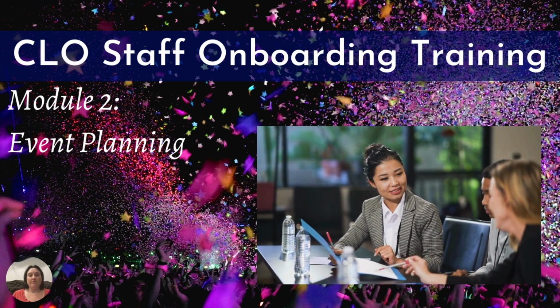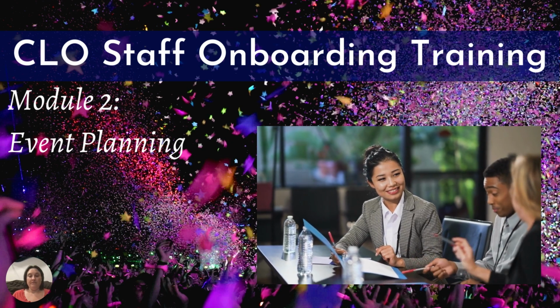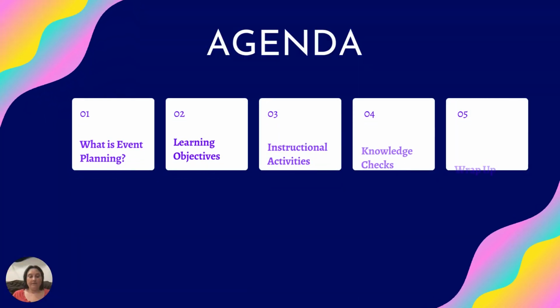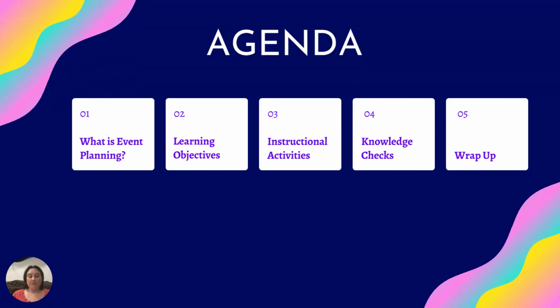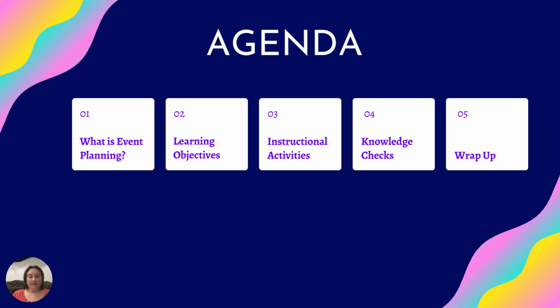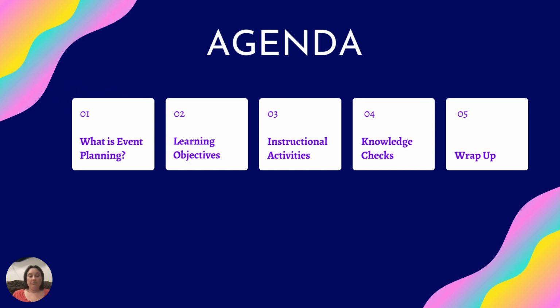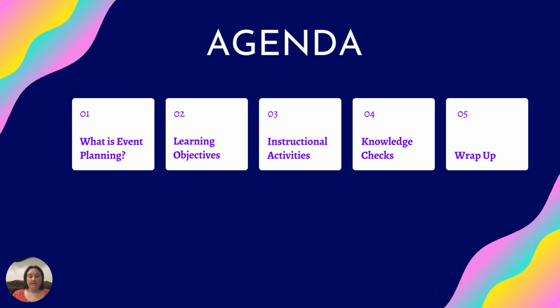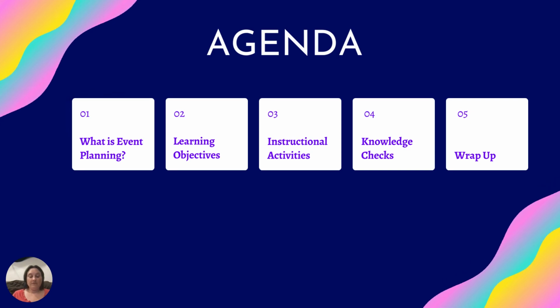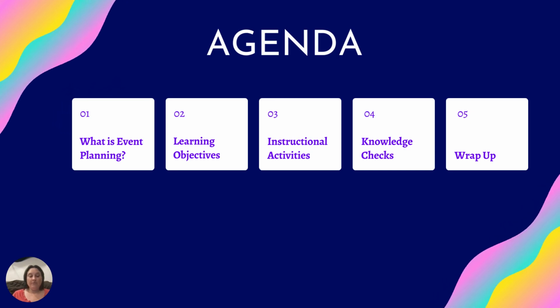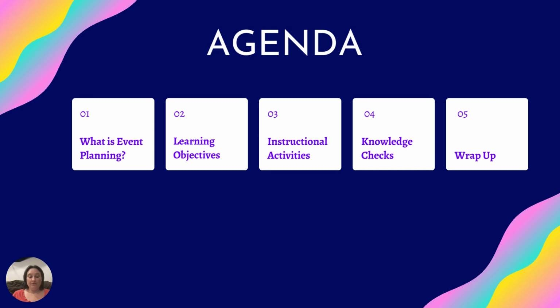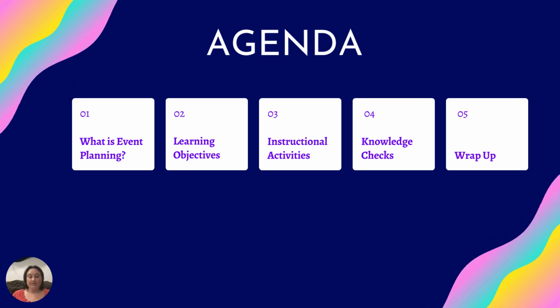Welcome to Closed Staff Onboarding Training, Module 2, Event Planning. Today's agenda will include what is event planning, an overview of the module's learning objectives and instructional activities. We will discuss knowledge checks. Then we will wrap up the module with a brief review and preview of the next module.